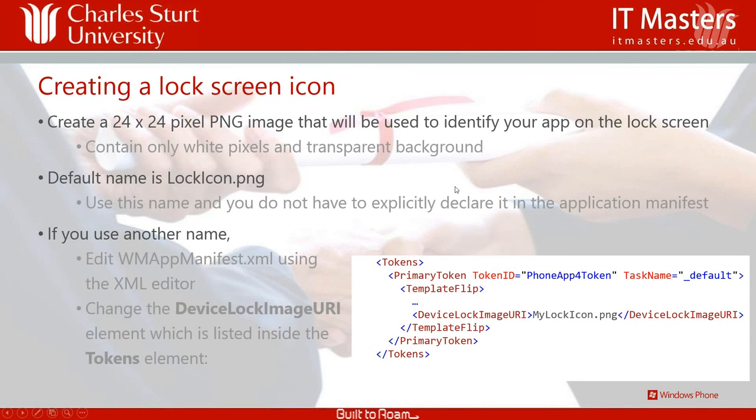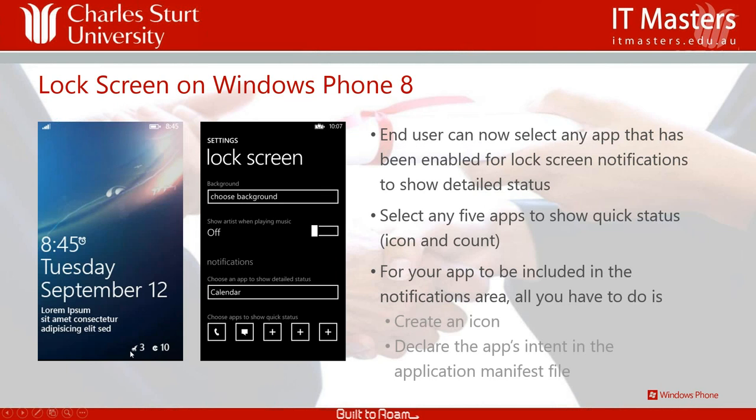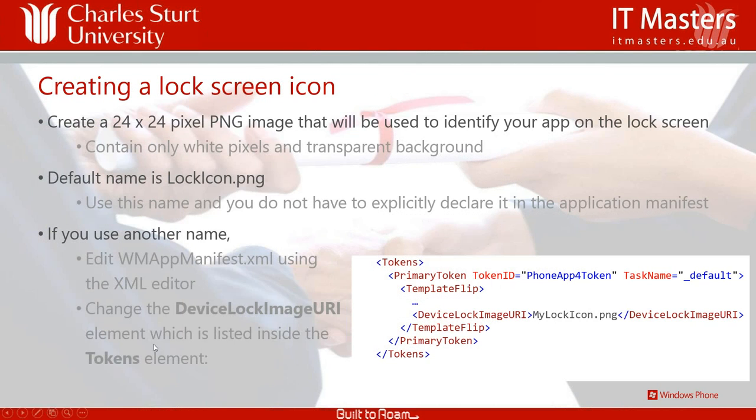To create a lock screen icon is really easy. This is the icon that appears at the bottom of the screen. Here you can see there's a little unicorn down here, a little icon. These are the lock screen icons we're referring to. Creating those is really easy. It's 24 by 24 pixels, and should only be white pixels with a transparent background, because remember it's going to sit over the top of that background image. To do this, we're going to modify the manifest file to include the name of your lock screen icon.